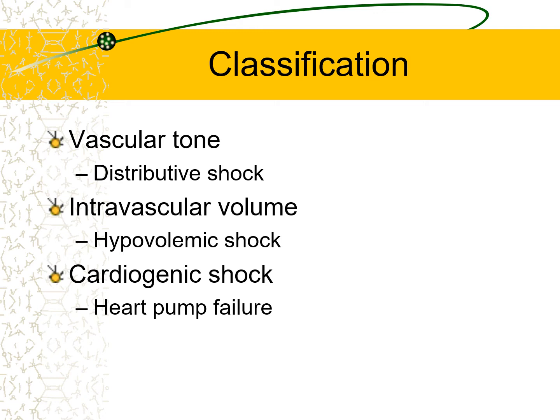Remember, three types of distributive shock are septic shock, anaphylactic, and neurogenic shock. We will also talk about in this presentation hypovolemic shock. This is a very common one as well. And then we'll also mention cardiogenic shock.